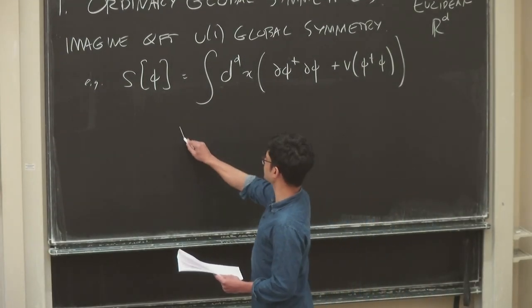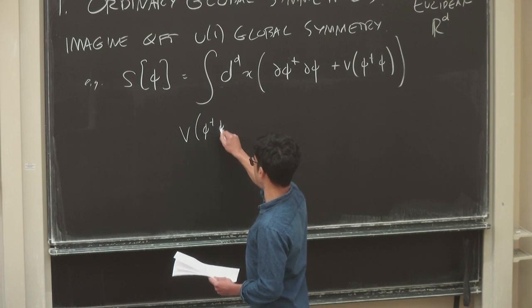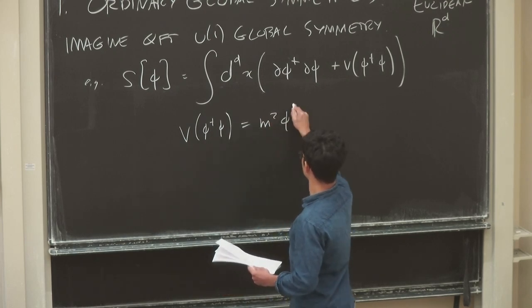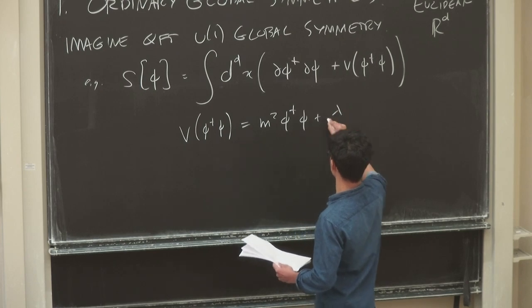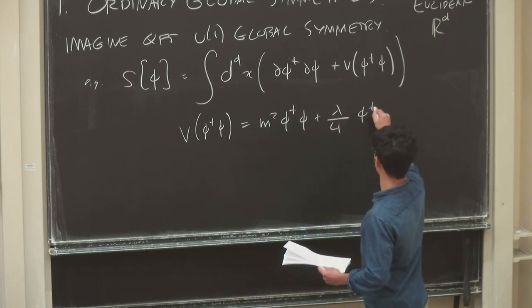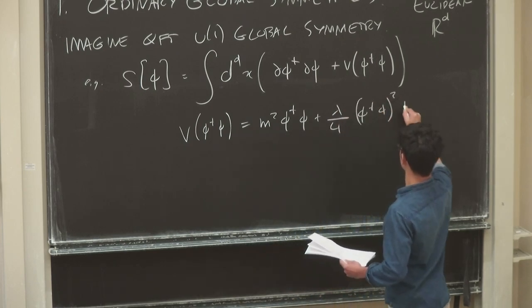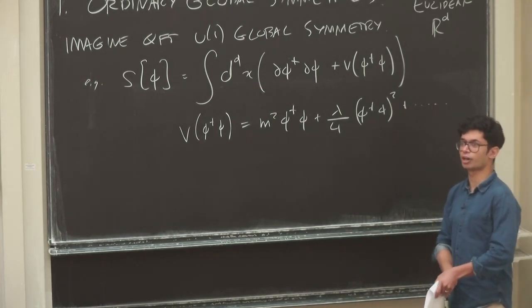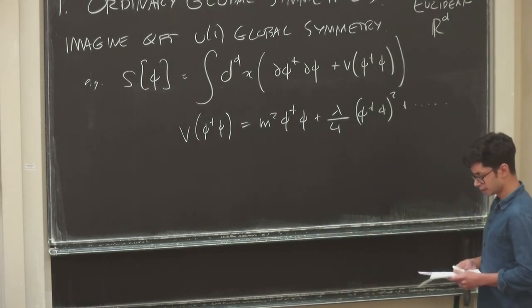We're going to assume the potential has at least a mass term and also some sort of self-interaction. So for example, we're going to take the potential to look like this: (phi dagger phi) squared, and so on. All right, just a normal garden variety complex scalar field.